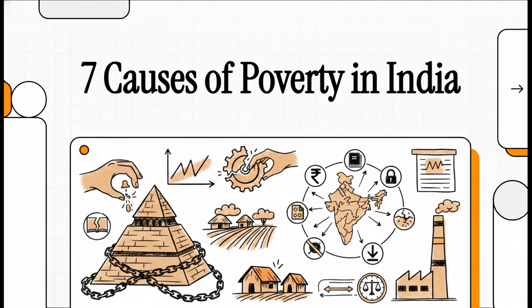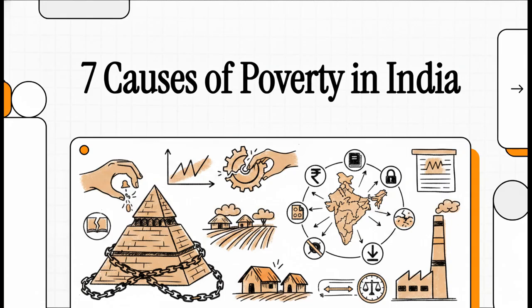I'm putting on my economic historian hat today because we're tackling a topic of massive global importance. We are looking at the deep systemic roots of poverty in India. When you look at an economy as vast and dynamic as India's, it's so easy to just see the surface-level symptoms of poverty. But to truly understand why such a massive portion of the population struggles, we've got to look backward. We have to look structurally.